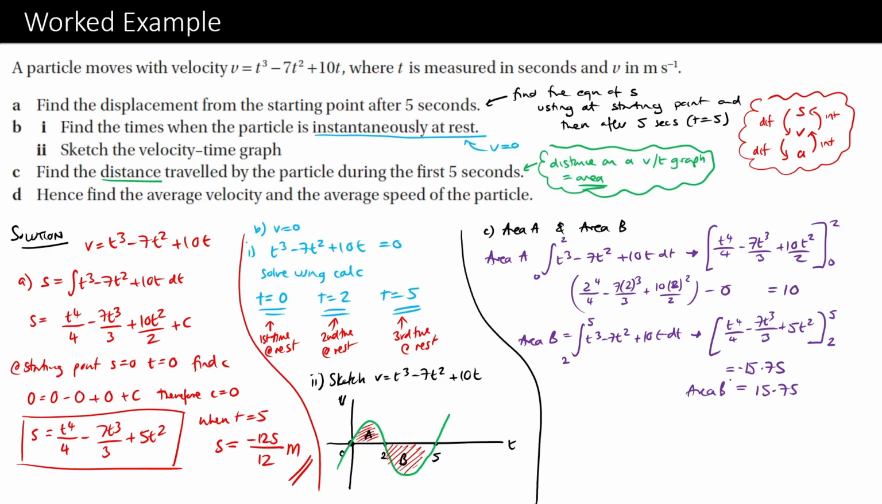And then all that's left for me to do is add those two distances up. So the total distance is going to equal, and by rushing, I've actually recognised that that should be 16 over 3. So the total distance is going to be 16 over 3 plus 15 and 3/4, which gives me a total distance of 21.1 meters.